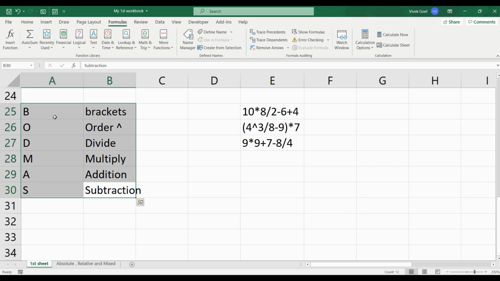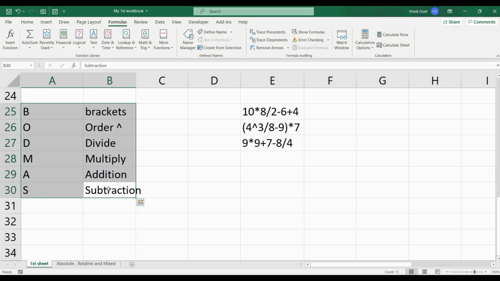Let's understand the order of execution in Excel, which is the exact same as what we learnt in school. The BODMAS rule applies here as well. Brackets are executed first, followed by order, which is squaring or square root. Then division is calculated, followed by multiplication, which is followed by addition and subtraction. If we do not follow this while calculating something, we will get incorrect values.